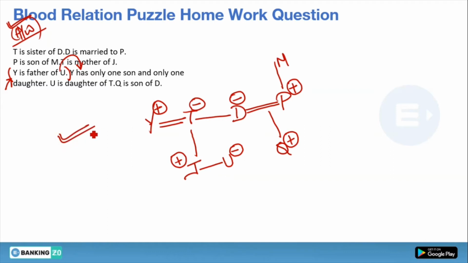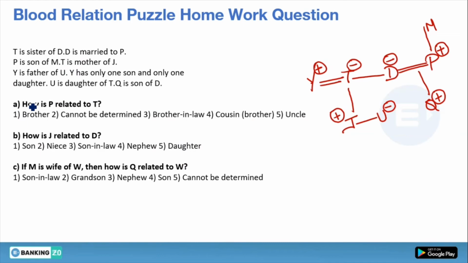Now we will solve the questions based on it. Question number 1, how is P related to T? First we have to check whether we know the gender of P or not. Yes, we know the gender, so our answer can be easily found. Now we have to check from T to P. T is here, sister's husband. T is a sister of D, and P is the husband of D. So sister's husband means brother-in-law. Option number 3 is correct.